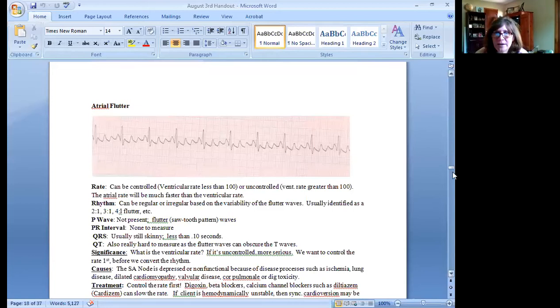So my heart rate here, systematic overview, this is a heart rate of 1, 2, 3, 4, 5, 6, 7, 8, 9, 10, 100-ish, about 105-ish. So it's borderline controlled. I actually see about 4 flutter waves before each QRS. So, dude, if my heart rate was 100, then I'd have 400 atrial flutter waves. That's a lot of fluttering. That's a lot of propensity to clot.